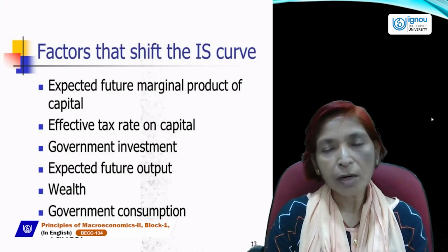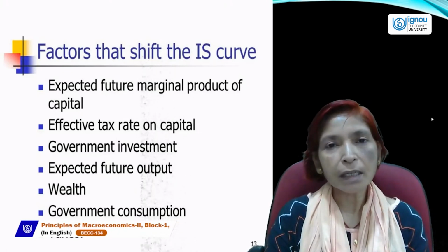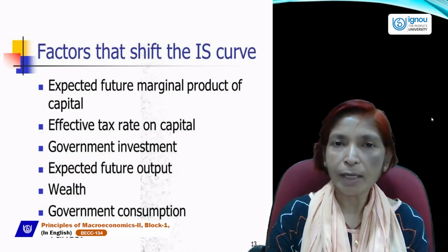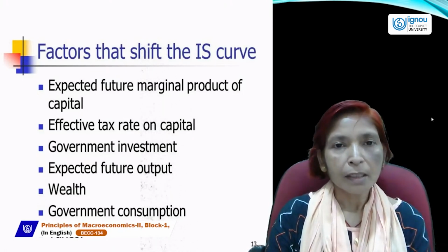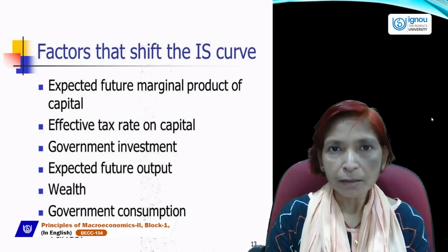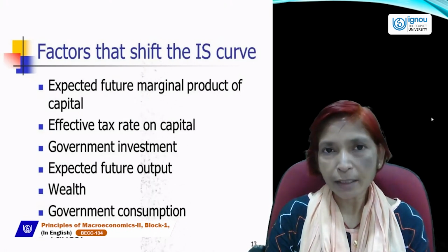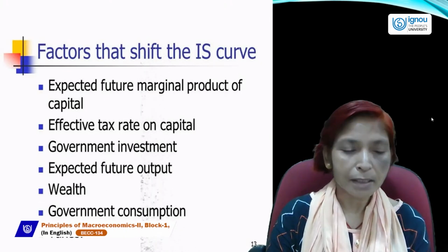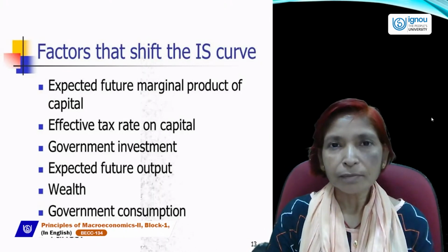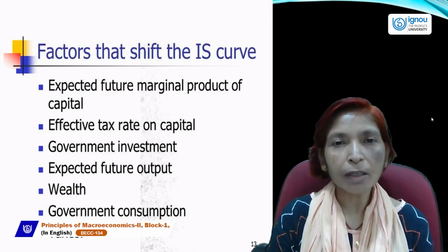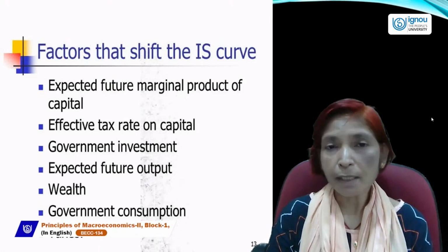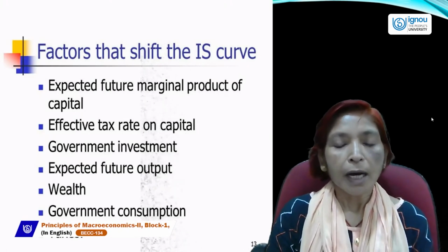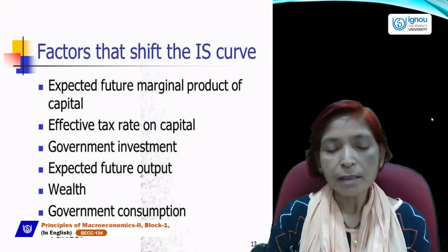Expected future output: if there will be an increase in expected future output, then the IS curve will shift to the right-hand side and vice versa. Wealth: if wealth increases in the economy, then the IS curve will shift to the right-hand side, and if wealth falls, it will shift to the left-hand side. Government consumption: if the government spends more money on consumer goods, it means government expenditure is increasing. Due to the rise in government expenditure, the IS curve will shift to the right-hand side.